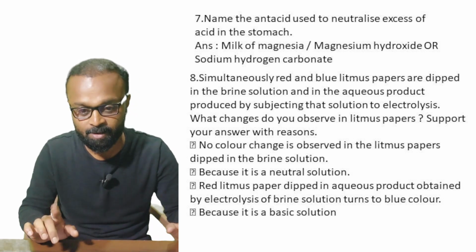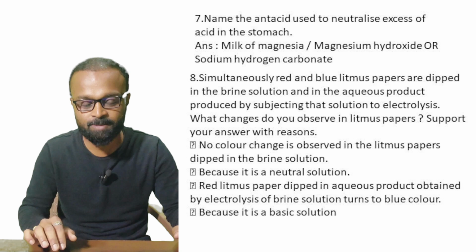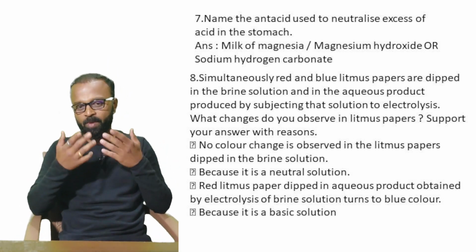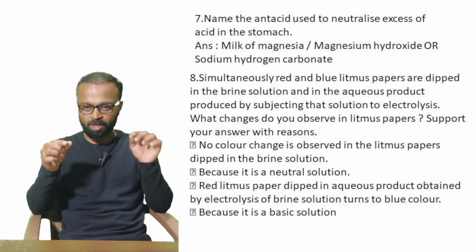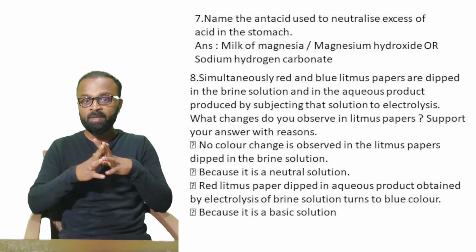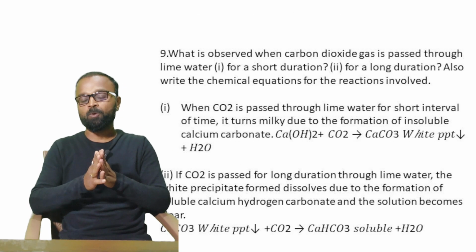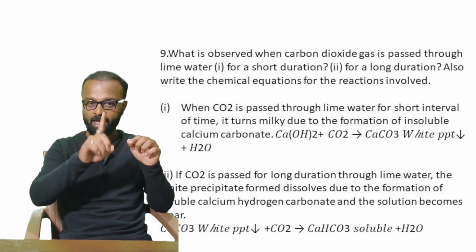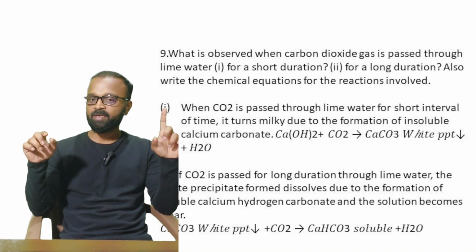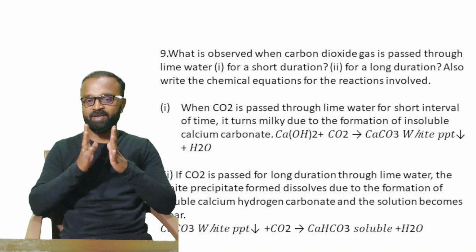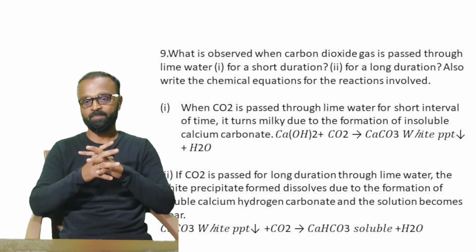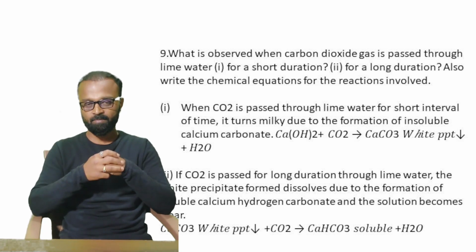Okay, balance. So the next one is, see here, equal lengths of magnesium ribbon are taken in test tubes A and B. Then hydrochloric acid is added to test tube A, while acetic acid is added to test tube B. In which test tube will the fizzing occur more vigorously, and why?